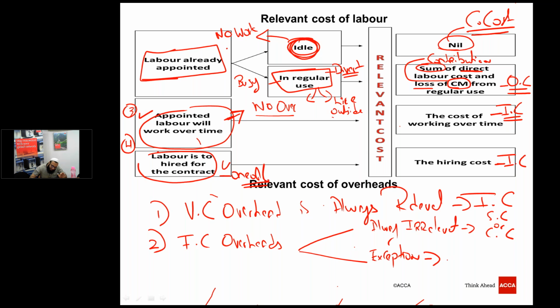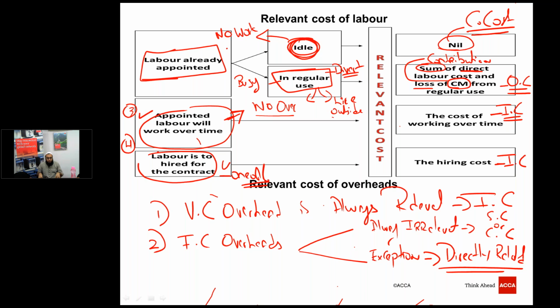When the fixed overheads are directly related or directly attributable, we say, if it's directly related, then only it is a very relevant cost. Is this clear, everyone? Then only it's a relevant cost. So if it pertains to a decision specifically, it's a relevant cost.